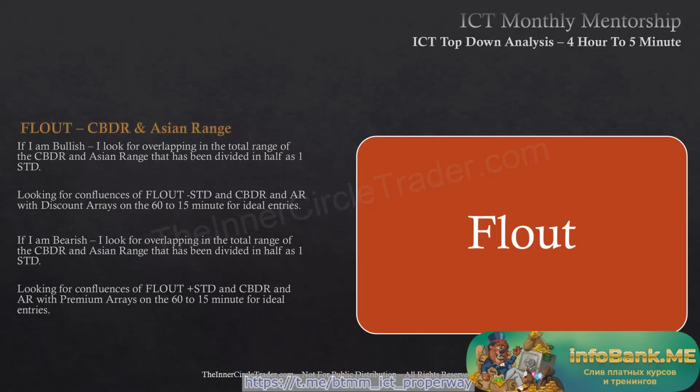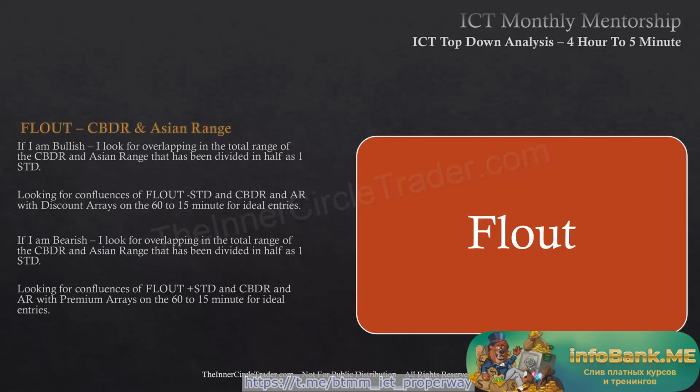And I go from the center point, go up 1, that's one standard deviation, 2, 3, 4, and so on. Those standard deviations are half of the range that makes up central bank dealers range and Asian range in terms of time. Find the highest high and the lowest low, divide that range in half. Project that up, only half of the range, that makes the standard deviation. It's not the full range high to low.